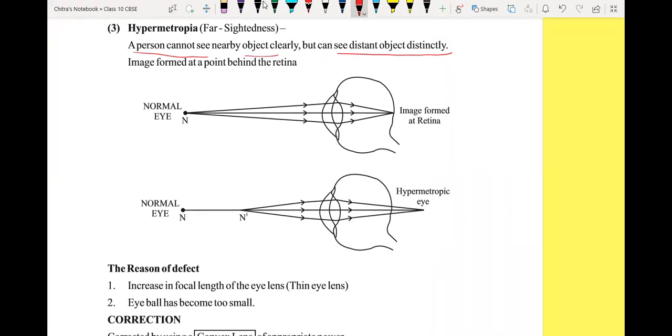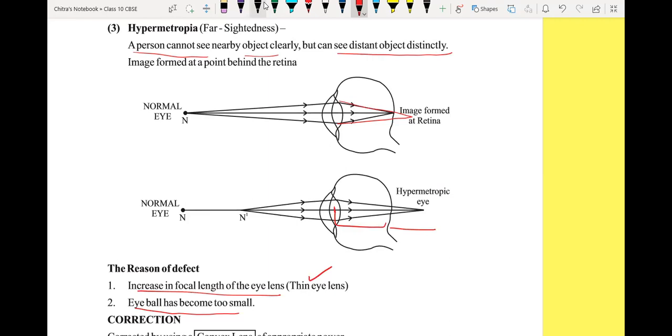Okay, and what is the reason for that? Probably there are two conditions. One, increase in focal length of the eye lens. That means the lens has become very thin. Then that lens will converge light very little and will form the image behind the retina like this. This is the first condition. What is the second condition? The eyeball has become too small, which means the distance from the lens to the retina has increased.